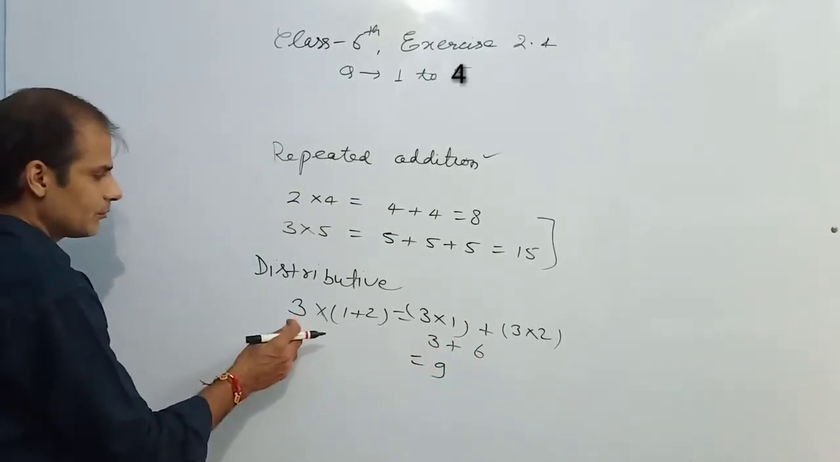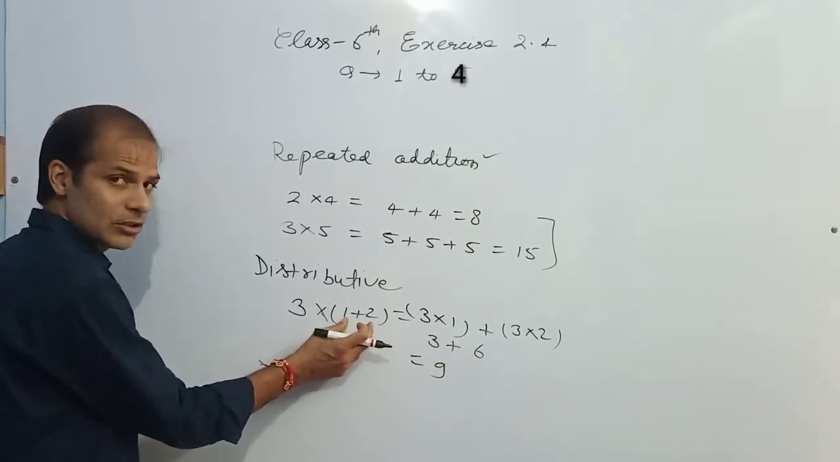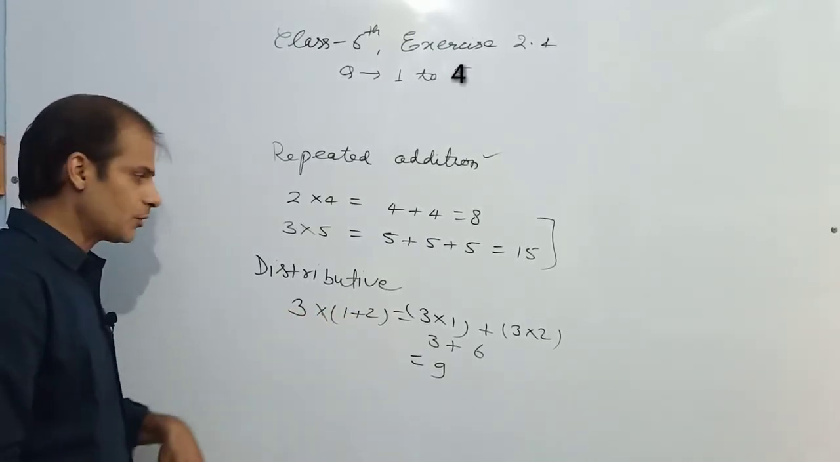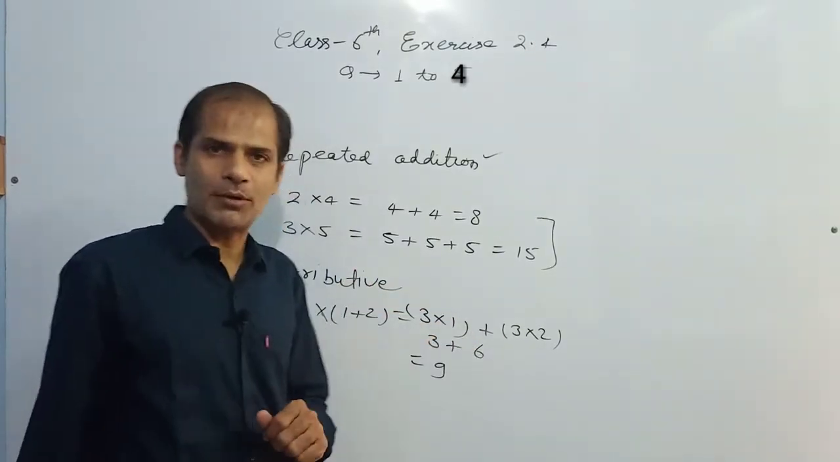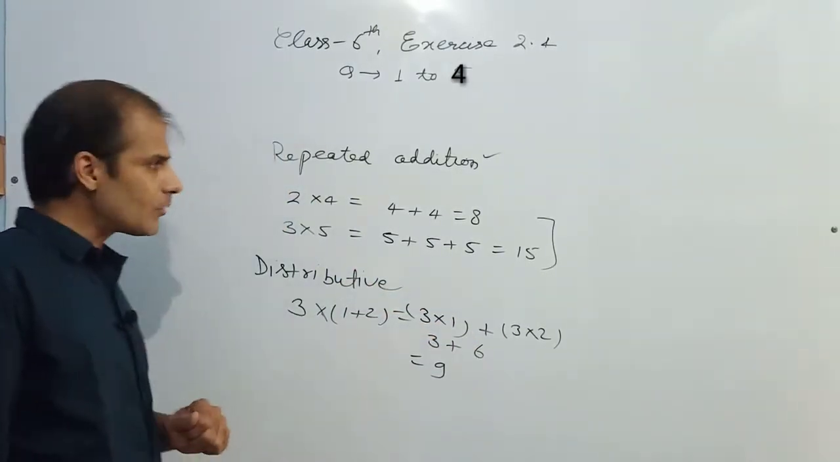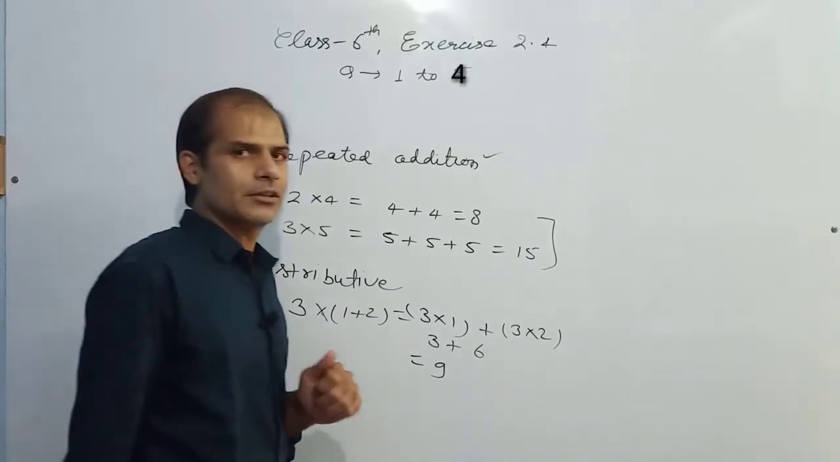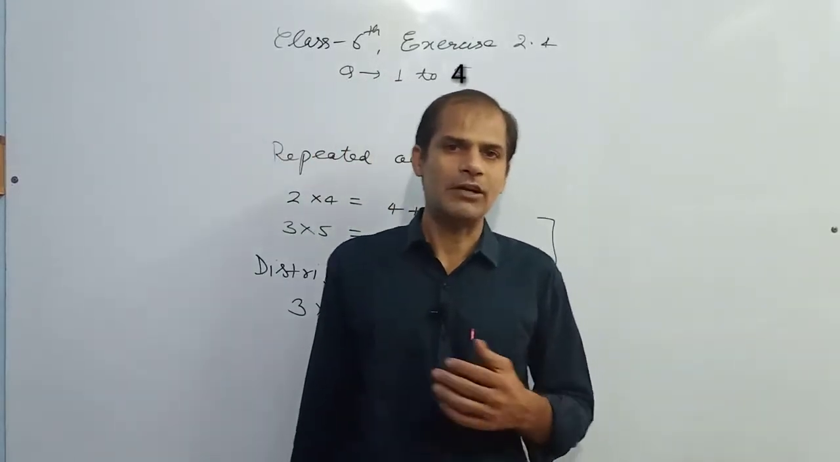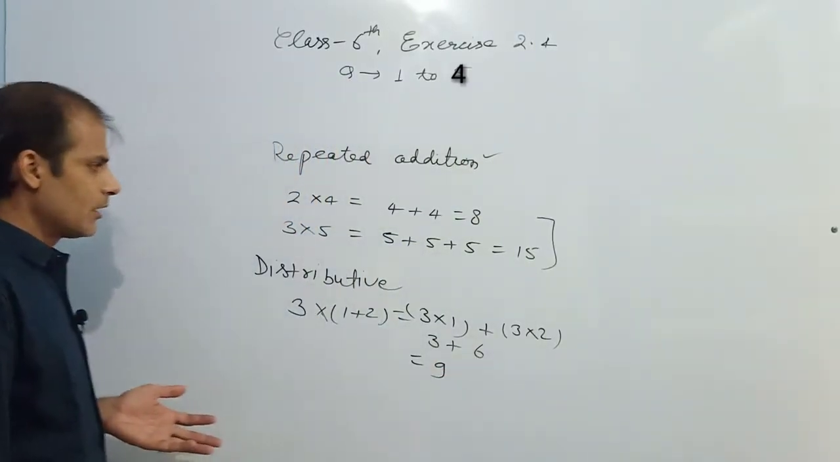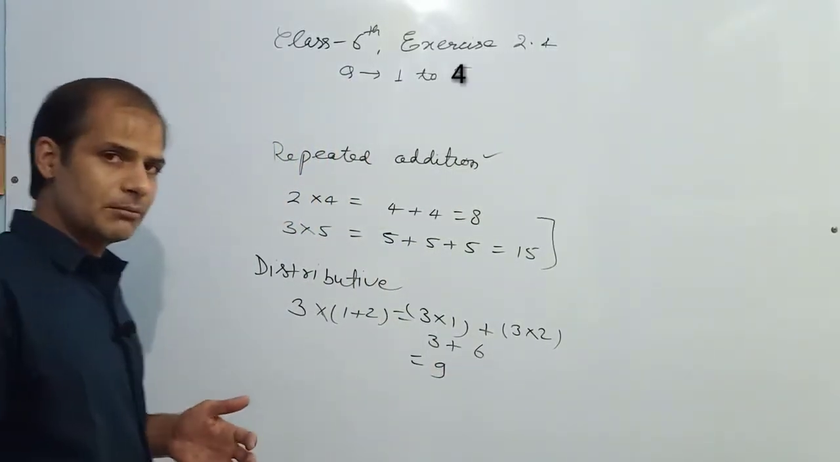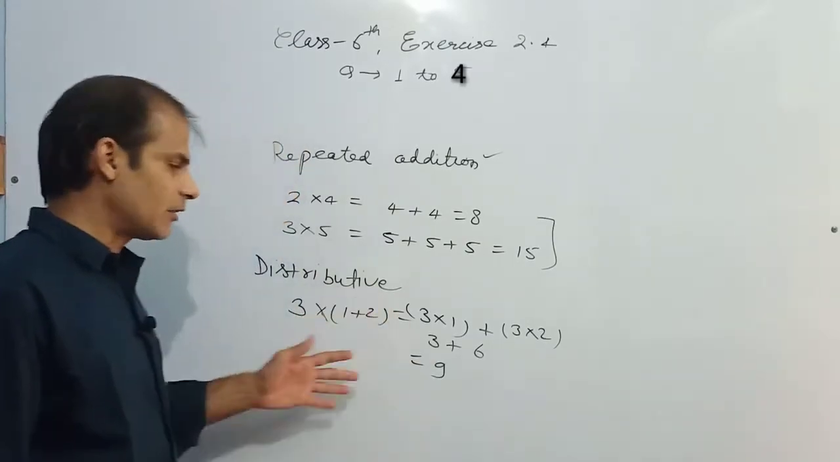As you know, 1 plus 2 is 3 and 3 into 3 is 9. If you solve this bracket, you will get the answer 9, and by using distributive property the answer is the same. So the answer will not change. Okay, in mathematics there are different rules, different formulas, different techniques to solve a problem. Whatever method you are using, it doesn't matter, the answer will be the same.